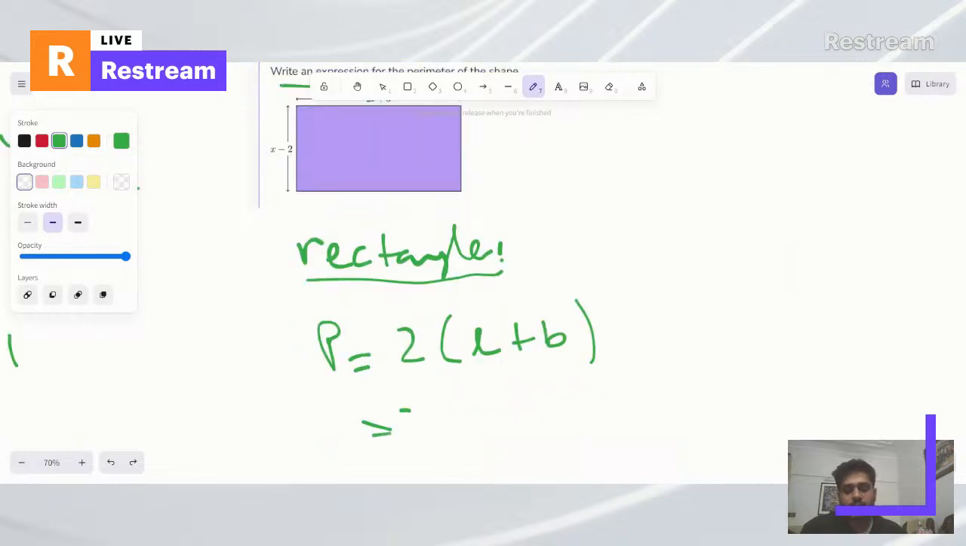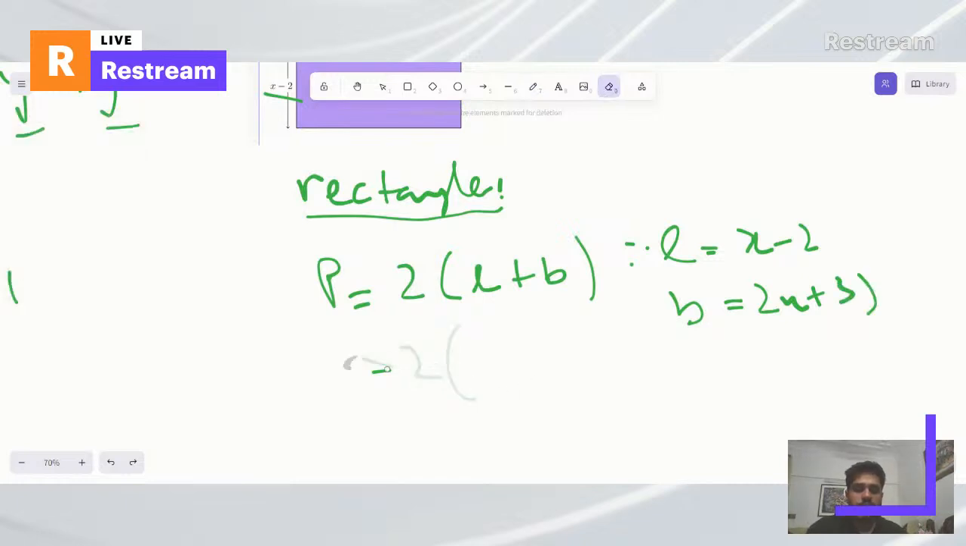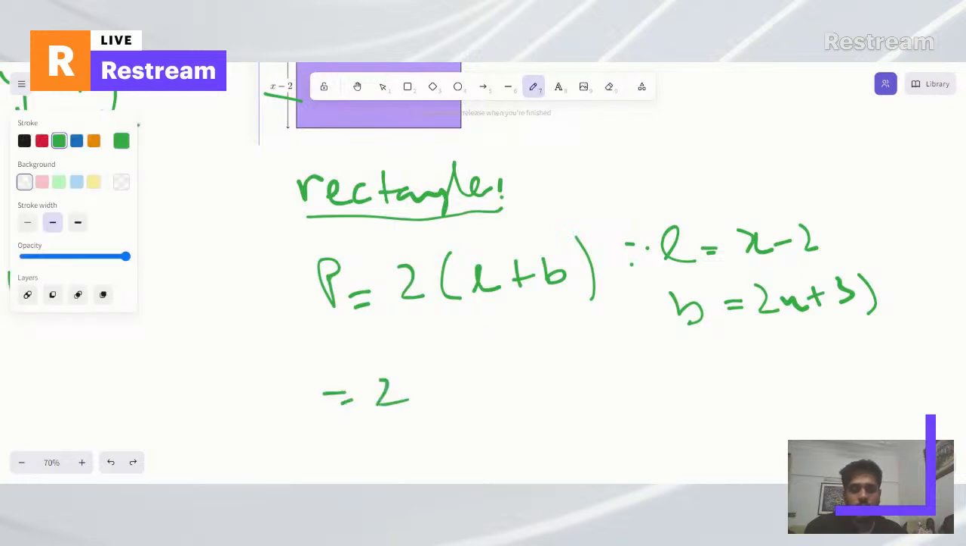So what's the length? The length is x minus 2, right? So we write in place of L, x minus 2. And breadth is 2x plus 3, right? So we just substitute these values in places of L and B. So it's going to be 2 times (x minus 2 plus 2x plus 3). So it's pretty simple.